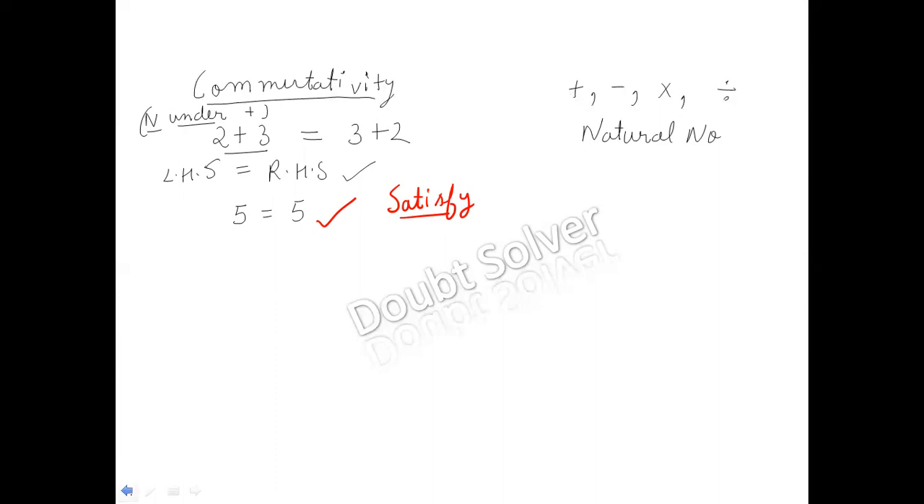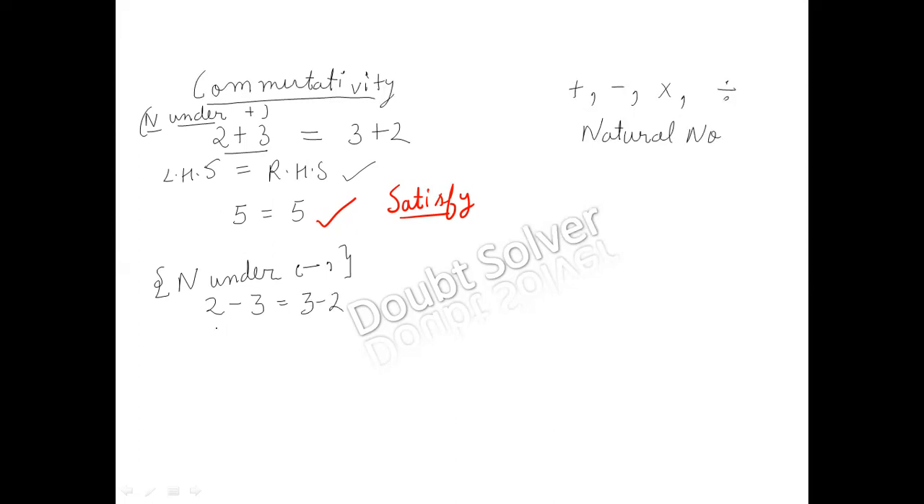Let's just take natural numbers under subtraction, or you can write it as positive and negative as well. I'm going to take the same numbers. 2 minus 3 equals 3 minus 2.